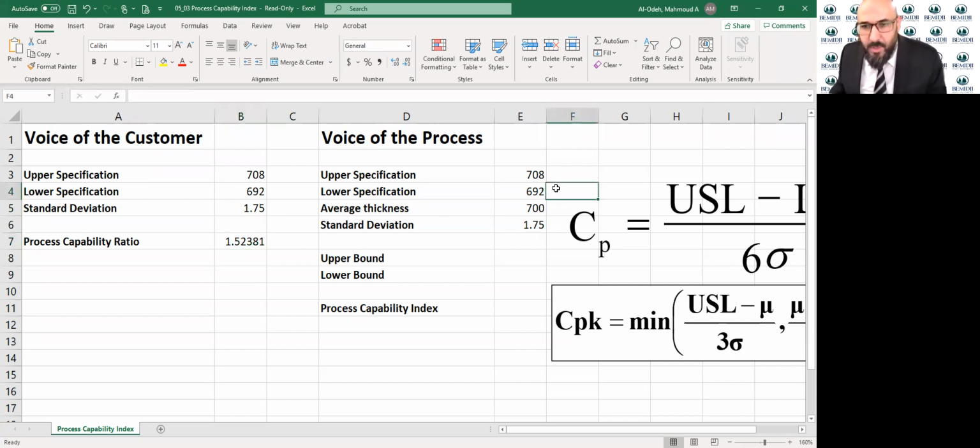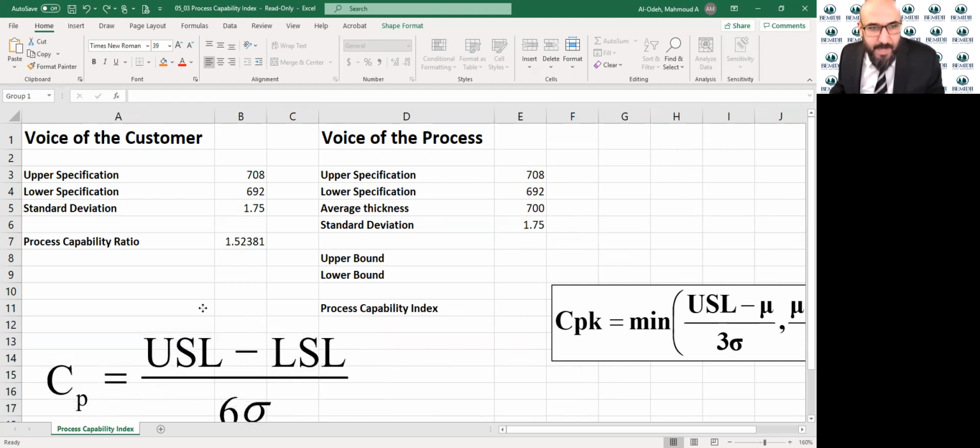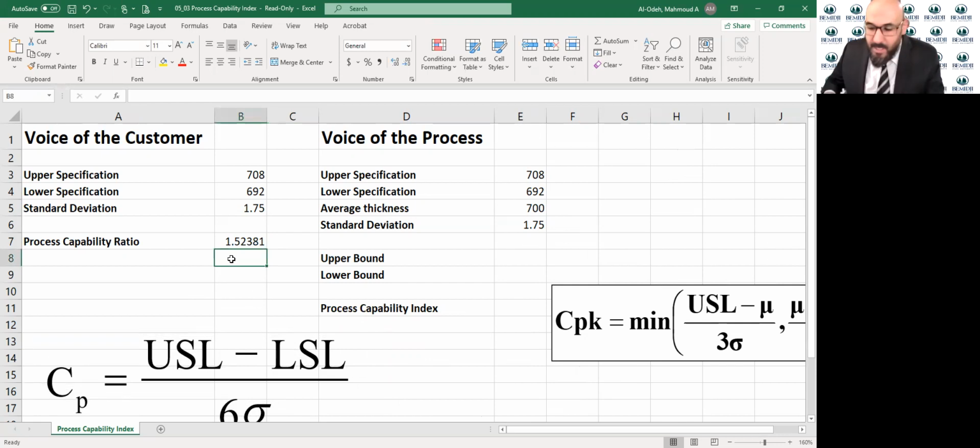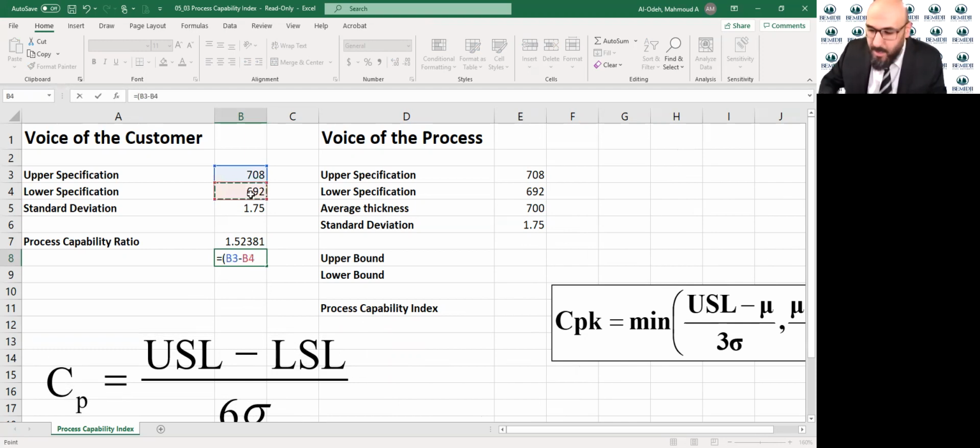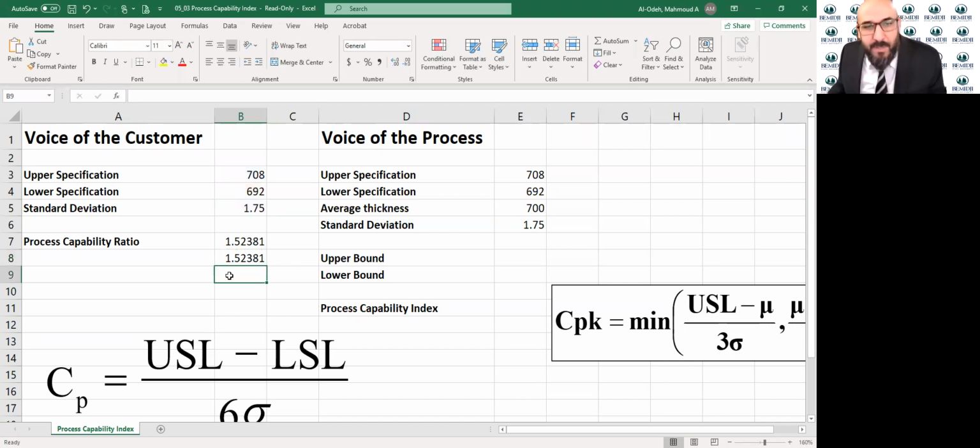So we need to use this equation right here. The Cp is equal to the upper specification minus the lower specification, divided by 6 sigma. So let's go ahead. Upper specification is right here, minus the lower specification, this one here, divided by 6 times the 1.75. And I would like to put some parentheses here to make sure that the multiplication takes priority first. All right, so that would give you 1.52. So that's a good indication. It's more than one, so yes, the process is potentially capable of meeting the specification.